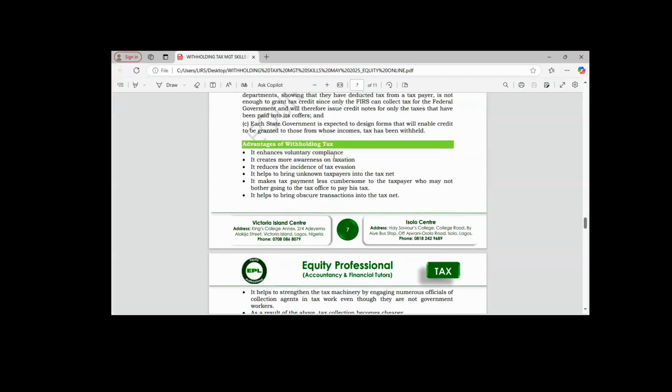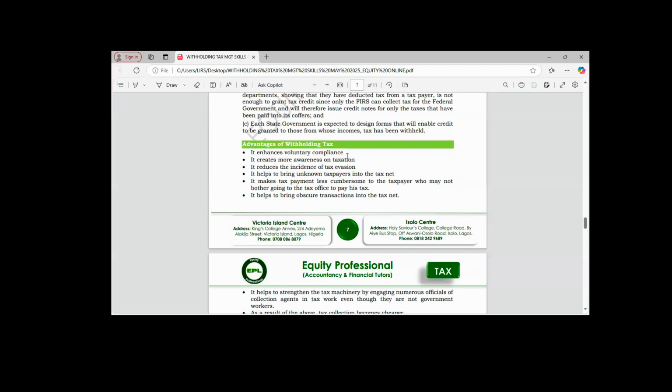It enhances voluntary compliance. So you don't need to be running after the taxpayer. So it is voluntary. As they are paying you, they are deducting it. It creates more awareness on taxation. So you'll be able to know that, okay, I'm supposed to pay tax. It reduces the incidence of tax evasion. So you will not be able to evade tax.